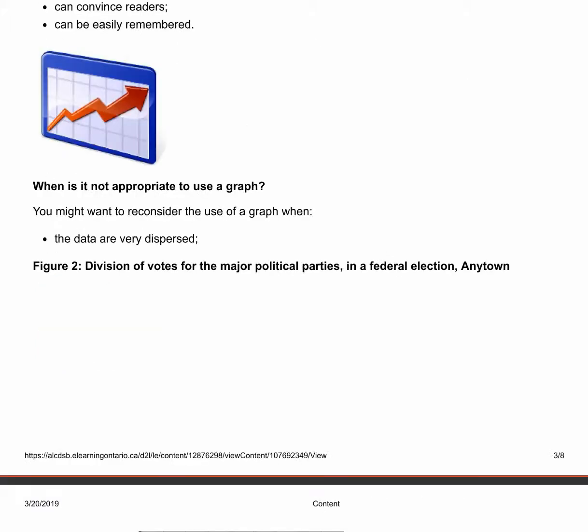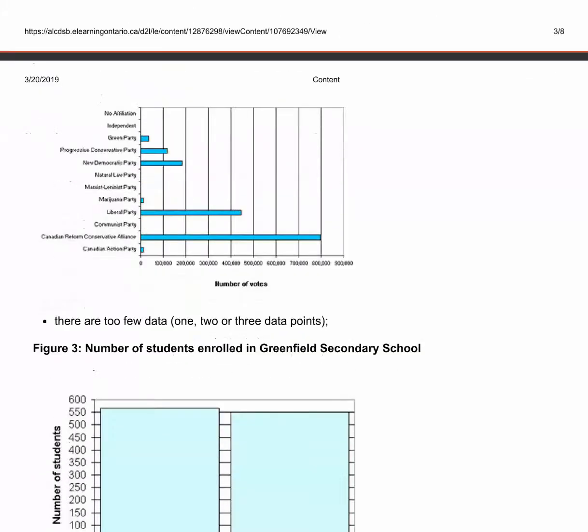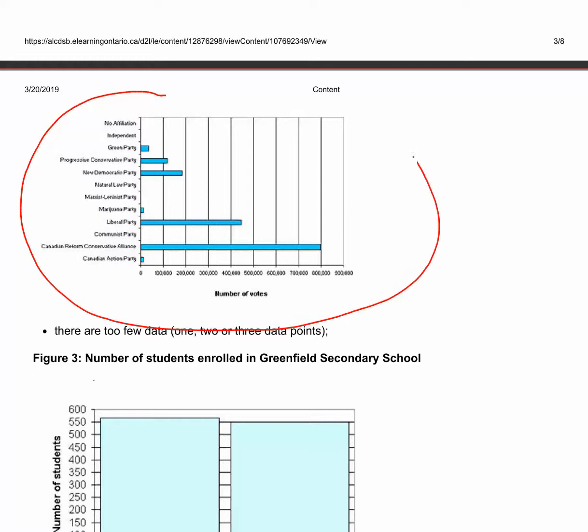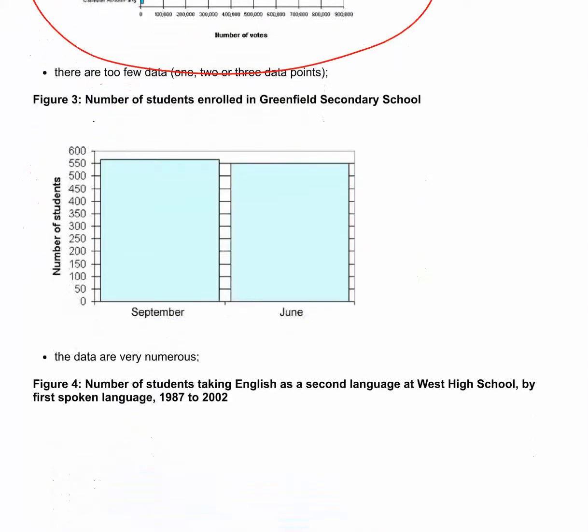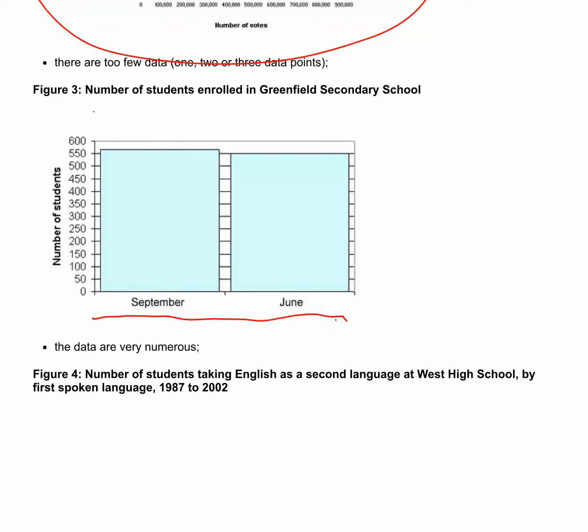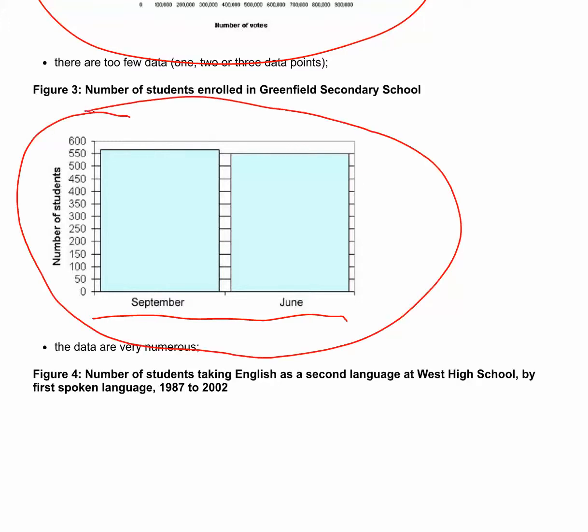Now we're going to go through a couple of examples of when it's not appropriate to use a graph. The first one is when the data is very dispersed. We have a nice figure here with number of votes, and I'm not sure, there's no title, but it just has the different parties, like independent and Green Party, and how many votes, and there's just so much data dispersed. The next is when there's too little data, so one or two data points. Right here we only had September and June and the number of students, and as you can see, they're very close together. Maybe if you kept going you'd see a rise and fall, but this is not enough data for a graph.